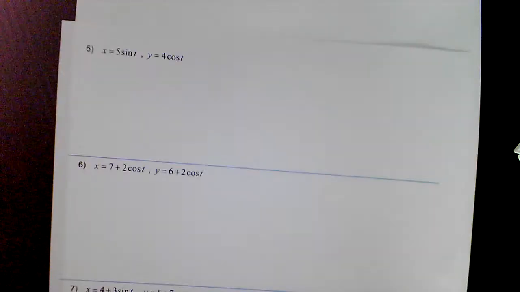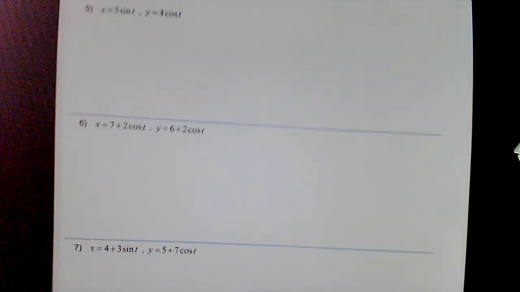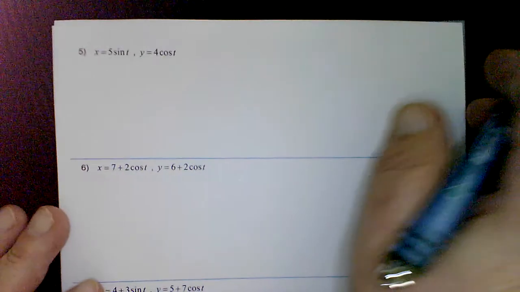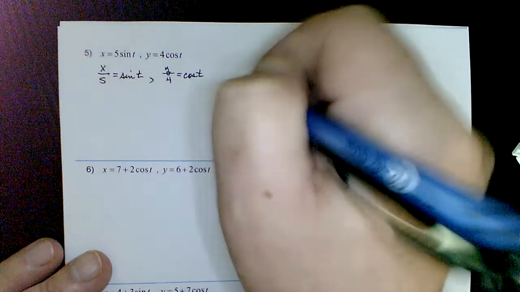where we have x is 5 sine t and y is 4 cosine t. So, same procedure. Solve for sine t, we get x over 5 is sine of t. Solve for cosine t, y over 4 is cosine of t.